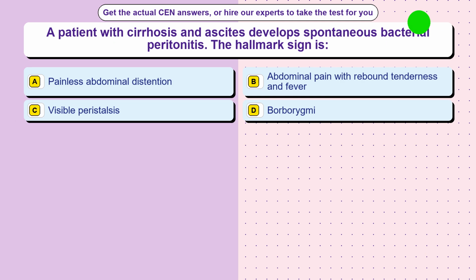Question 20. A patient with cirrhosis and ascites develops spontaneous bacterial peritonitis. The hallmark sign is: Option A. Painless abdominal distension. Option B. Abdominal pain with rebound tenderness and fever. Option C. Visible peristalsis. Option D. Borborygmi.